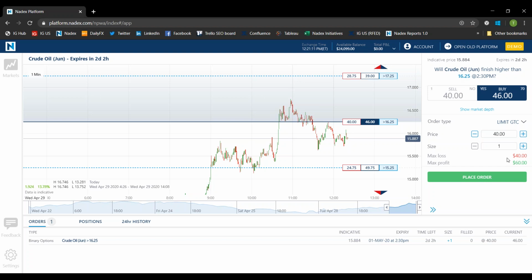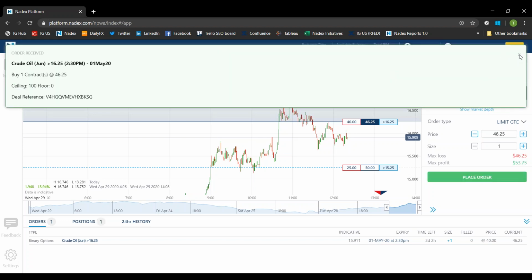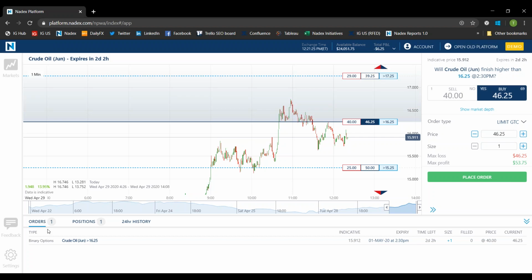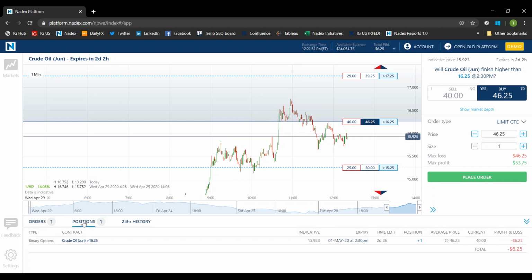And there it is. I'm risking 40 to make 60. Now, for fun, let's go ahead and just buy one of these. I'm going to click the order and buy one at 46.25. Why not? Notice that I'm still working my order below. There's my 40 bid, you see it. But I now have a position.